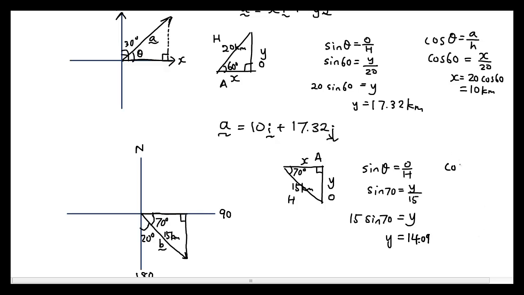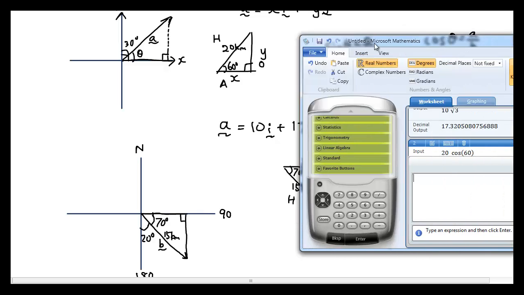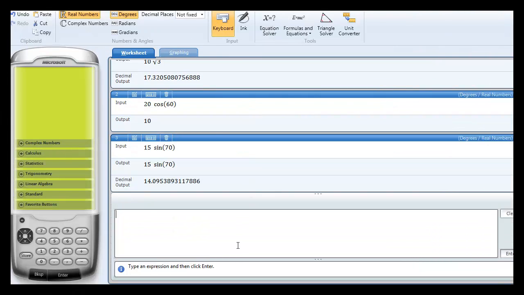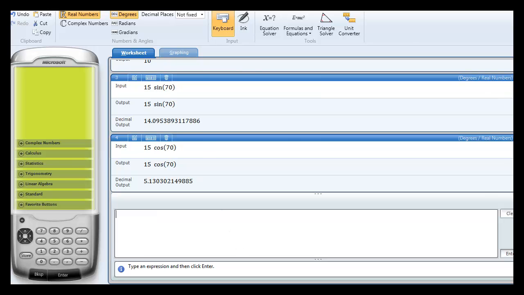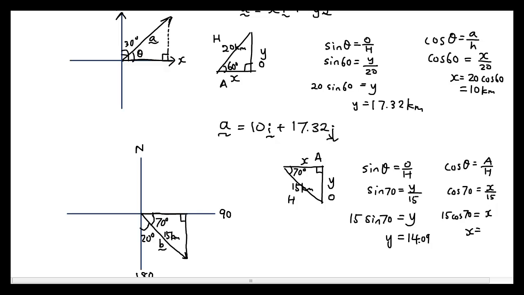And now let's do cos theta equals adjacent over hypotenuse. Cos 70 equals x over 15. X equals 15 cos 70. X equals, so 15 times cos 70. And the answer is 5.13. So x is 5.13.